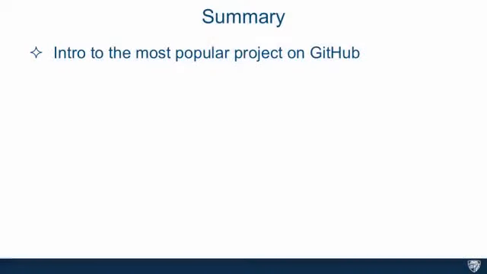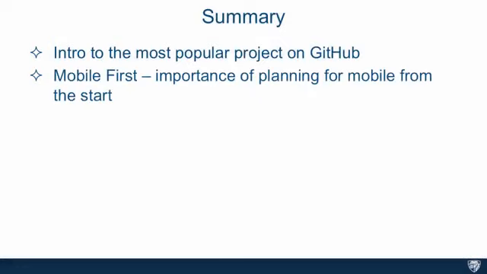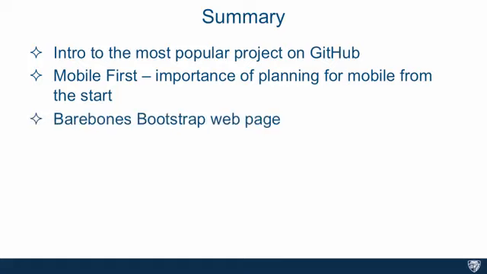So to summarize, we got introduced to the most popular project on GitHub, which is Bootstrap. And we got introduced to the concept of mobile first, that is the importance of planning for the mobile version of your website from the very beginning. And we went over the bare bones Bootstrap web page. We saw how to download and install the Bootstrap artifact files, as well as jQuery that is needed for the Bootstrap JavaScript framework. And we tested out that our Bootstrap page actually works and contains no errors.